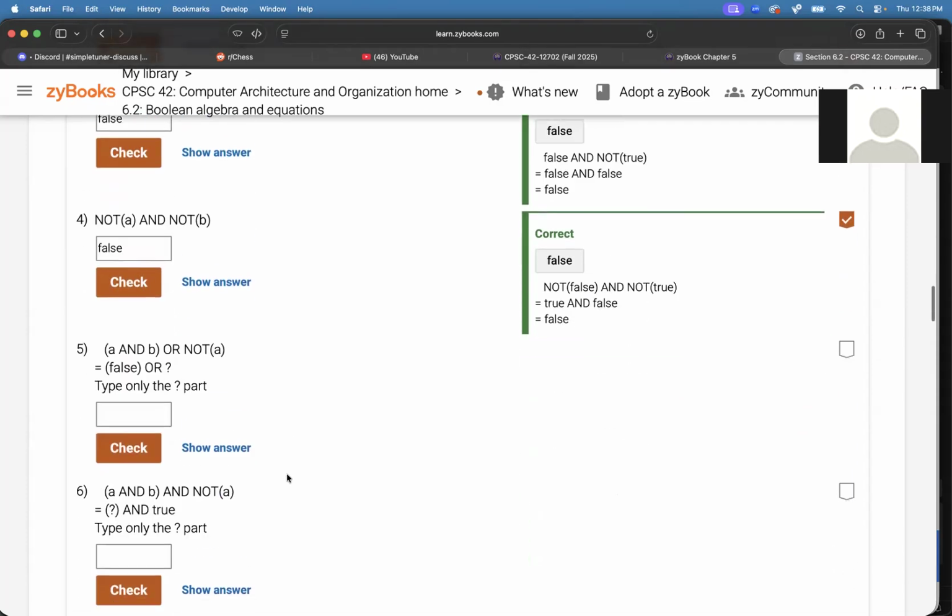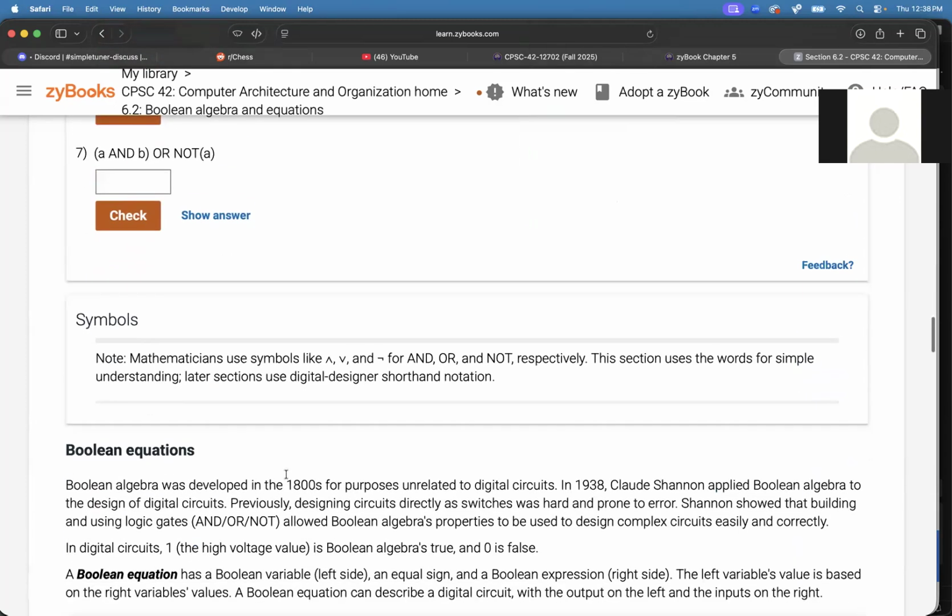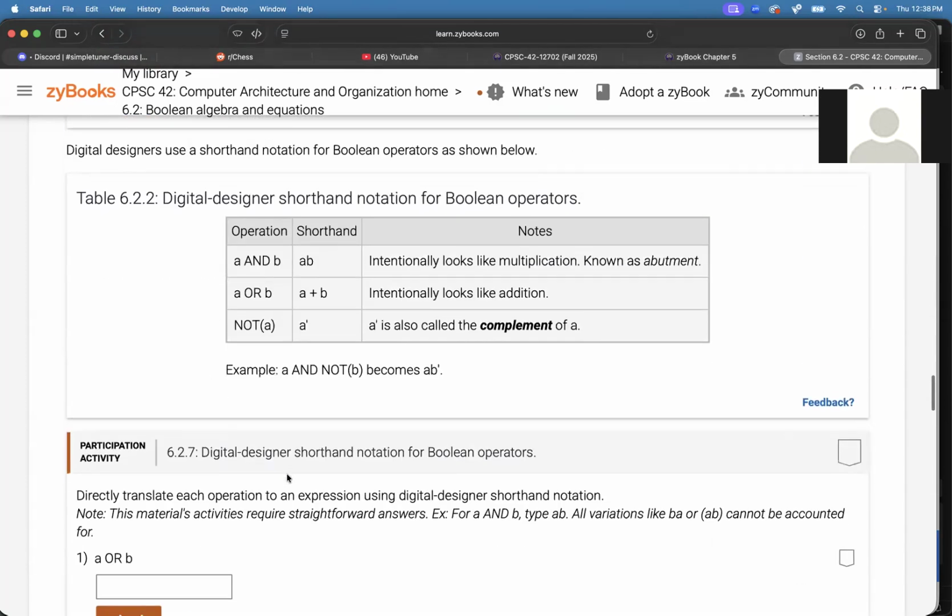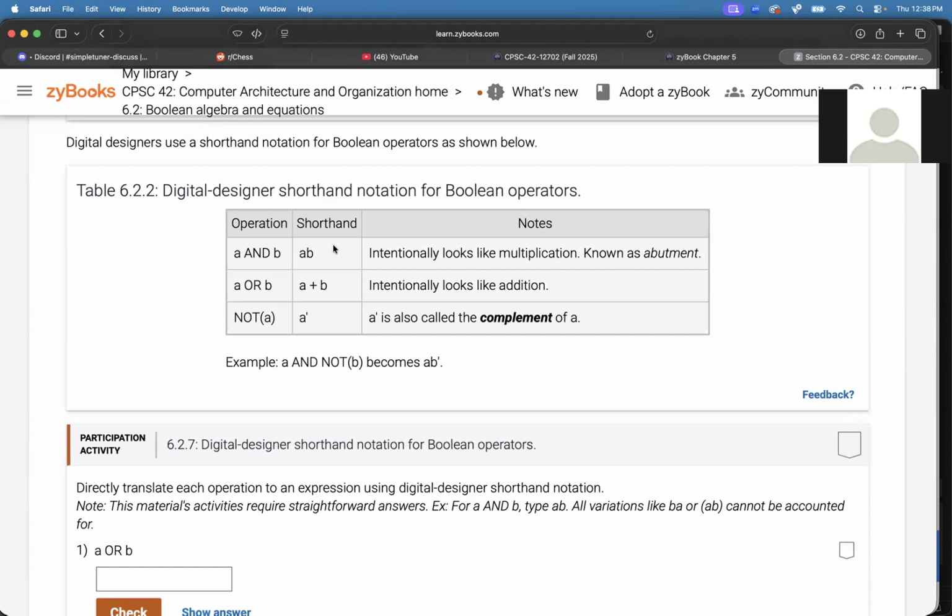Alrighty. Boolean equations, we've done all this stuff, right? So we've seen that rather than writing and, or, not, we write multiplication, addition, and we can write an apostrophe. You can also write a line over it, as we've seen.